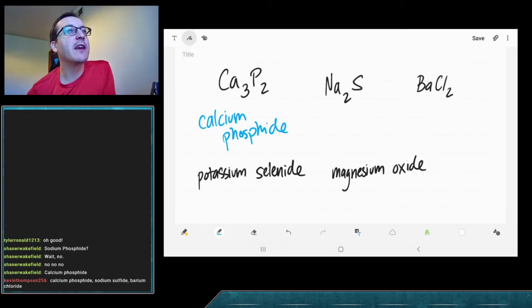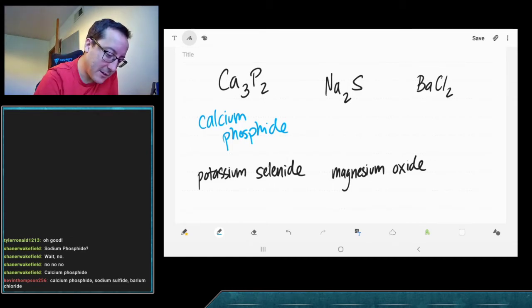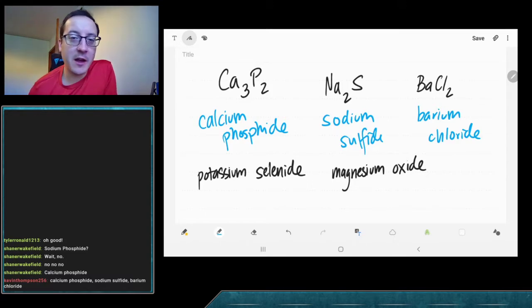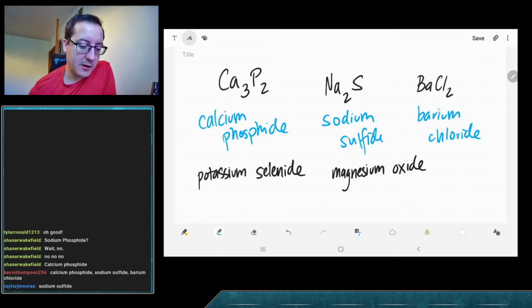And here comes Kevin with all the answers, and Kevin, as always, has everything correct. That's great. Sodium sulfide, and barium chloride. So remember, we're always putting our metal first, our positive ion first, and then we are changing the ending of these to be ide, okay? Because anion names will change. So sulfur went to sulfide, chlorine went to chloride. Awesome.